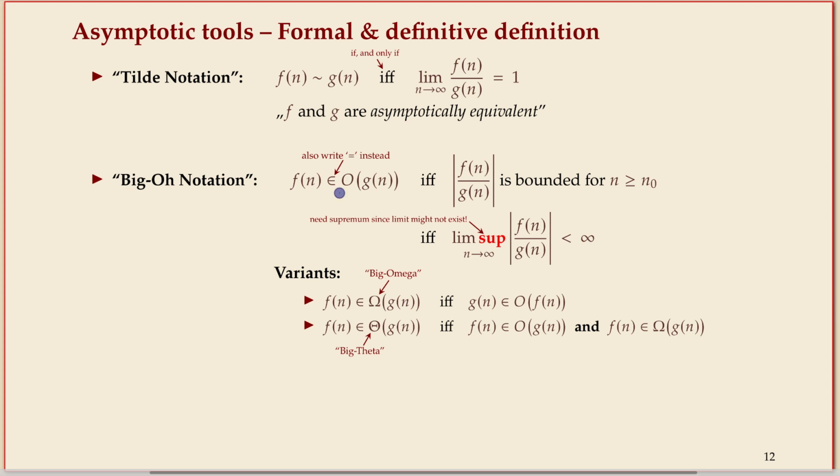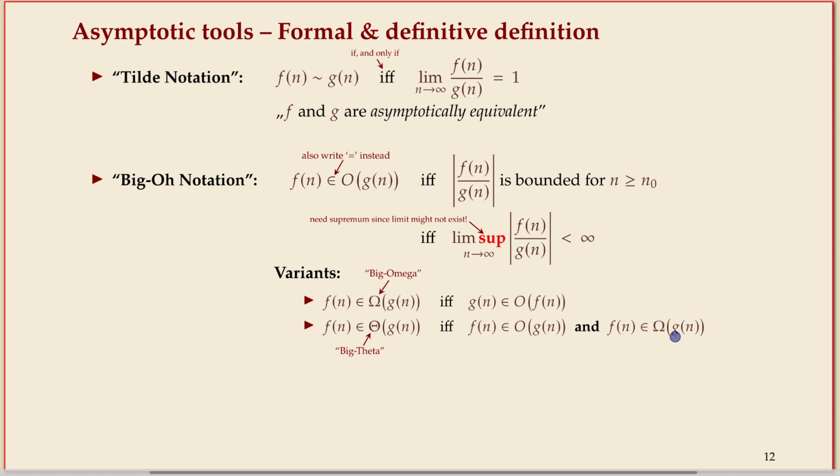Note that big O should really be a set of functions, but it has become customary to write an equal sign where it should really be an element sign. You just have to deal with it. What it really means, if you write something like this, is what's here on the right. The quotient is bounded. That's the formal definition anyways. There are two variants. There's big omega, which is the opposite. F is in omega of g if g is in O of f. And there's big theta, which combines the two. So f is in theta of g if it's both in O of g and in omega of g.